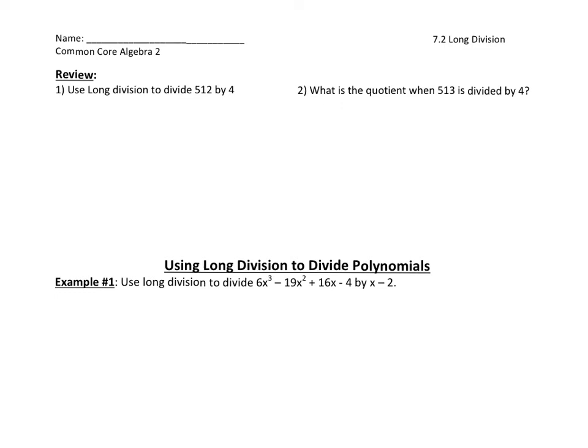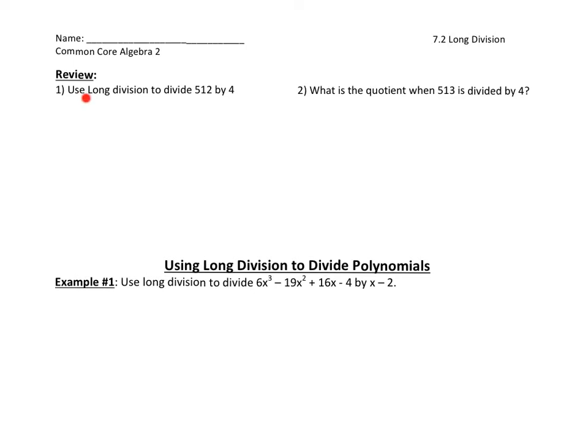Hi everyone, in today's lesson we're going to talk about long division. Eventually, by the end of this lesson, we're going to be able to use long division to divide polynomials. So we'll eventually be able to divide this polynomial by this polynomial using a familiar procedure called long division. So let's take a trip down memory lane and go back to elementary school where we learned long division.